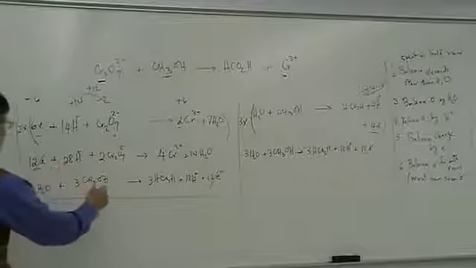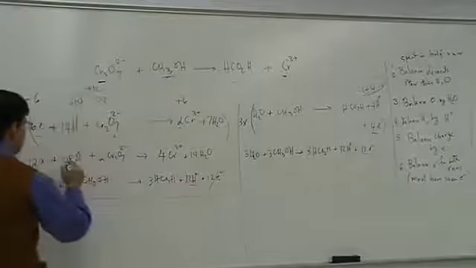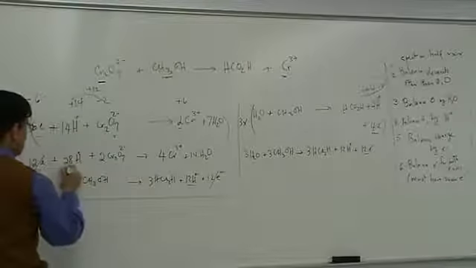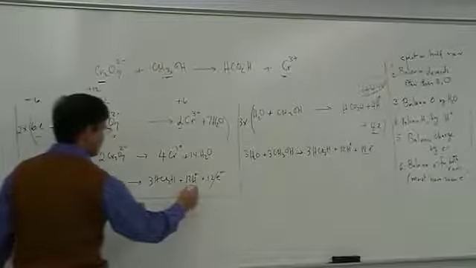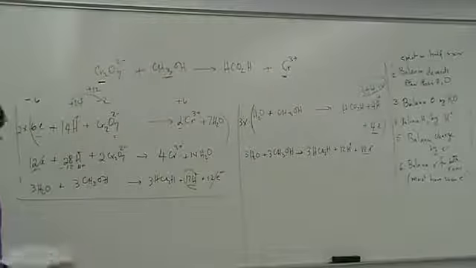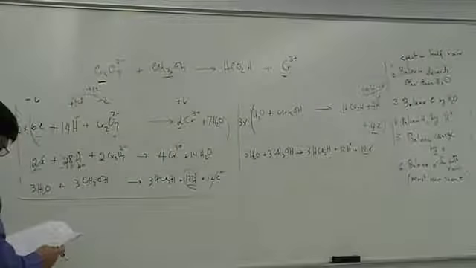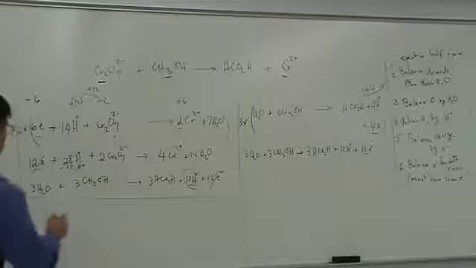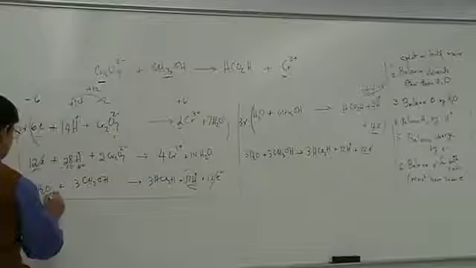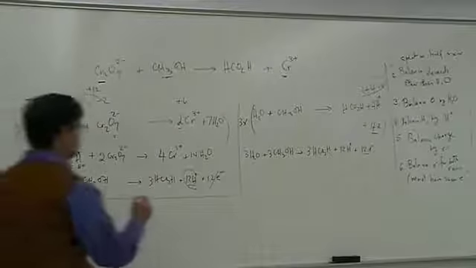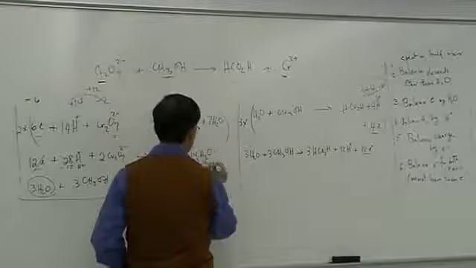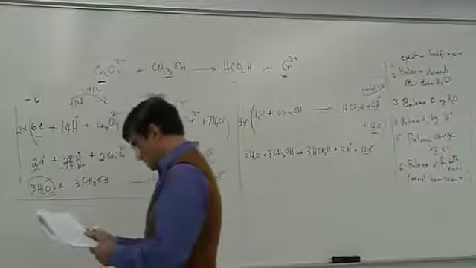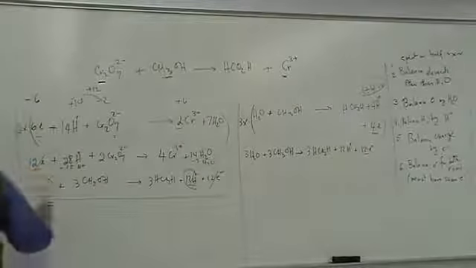Now, I have 12H plus on the right side, 28H plus on the left side. So let's subtract 12 from each side. So it's a minus 12H plus. So now I can get rid of this. Now let's write down what we have at this point. I think we also can reduce the number of water. Subtract water from each side. I have 3 here, so I can subtract 3H2O on this side. So that will take care of 3H2O, and there's no H2O now on the left hand side.